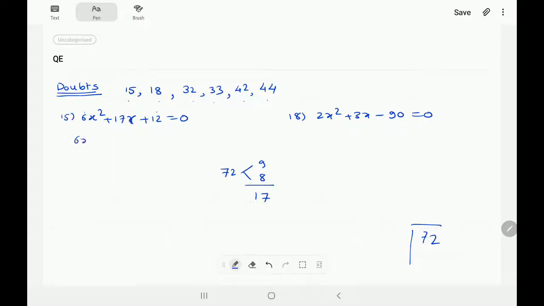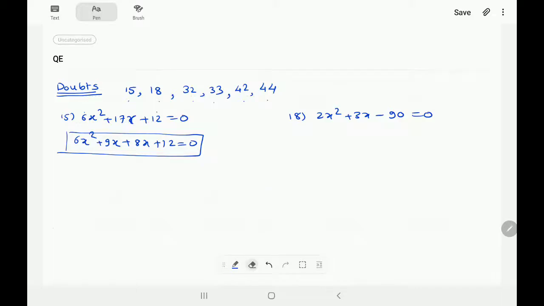So it is 6x plus 9x plus 8x plus 12 is equal to 0, and you can further factorize it. I don't have to tell you more about it. Then we can go for the next one.